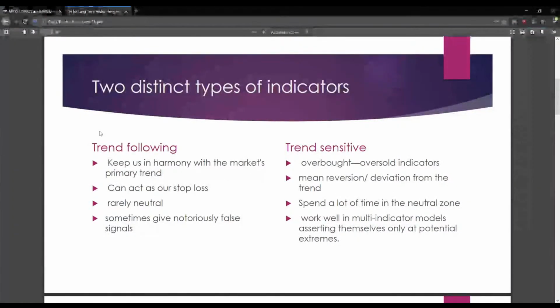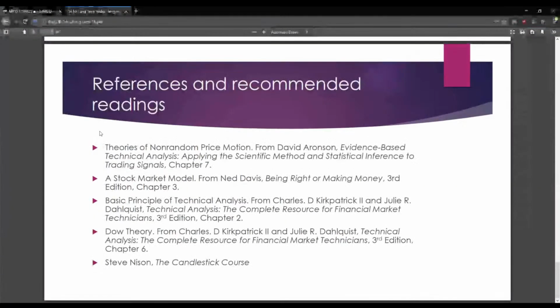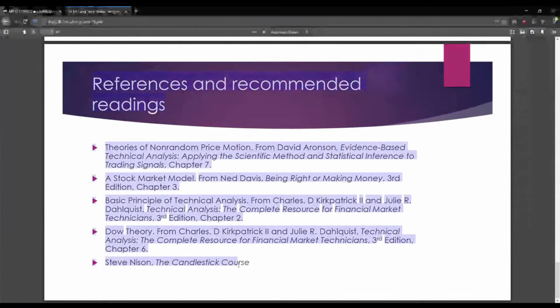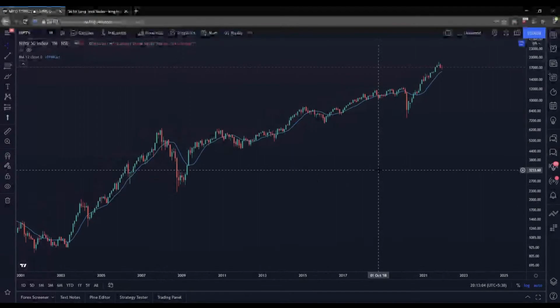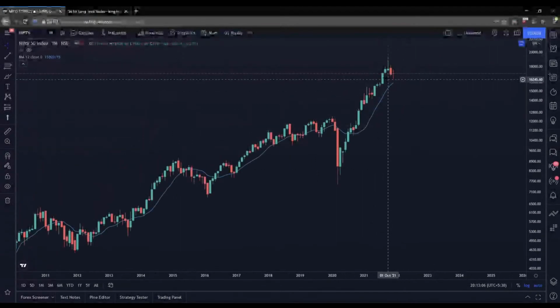By the way, just go through this book. This book is really nice for candlestick patterns. With that out of the way, this is one of the more recent ones.